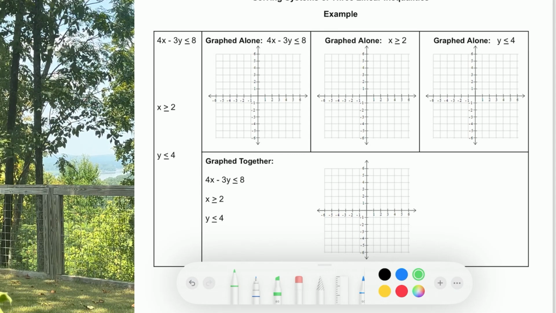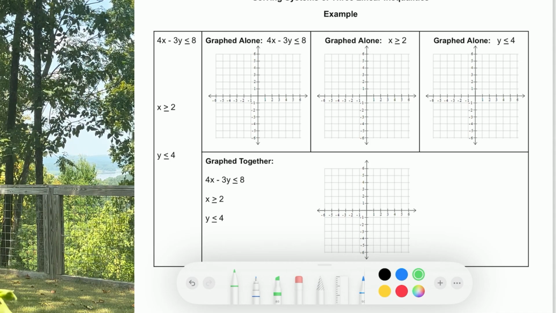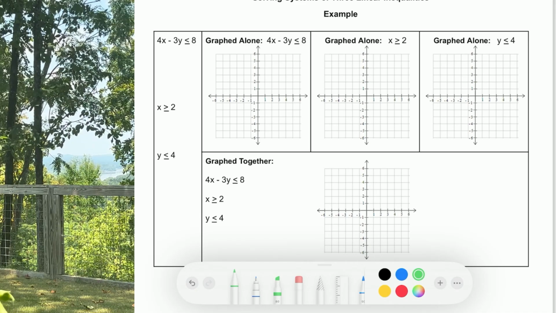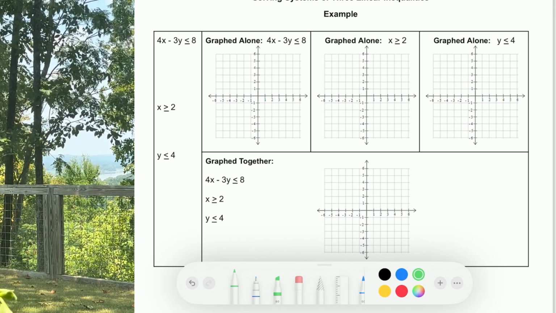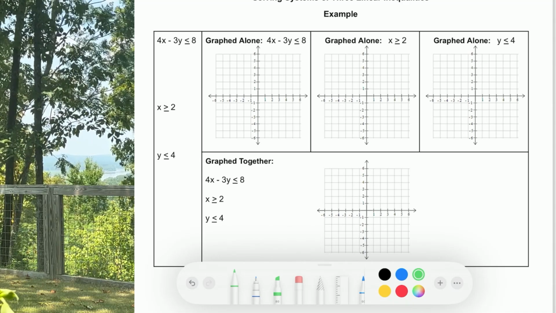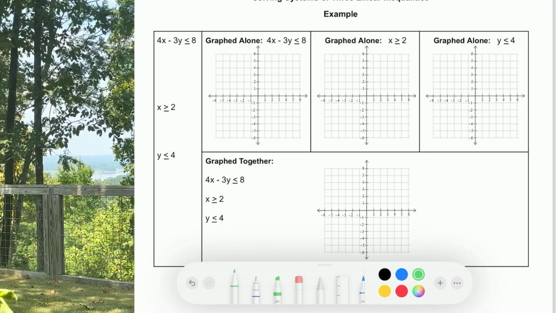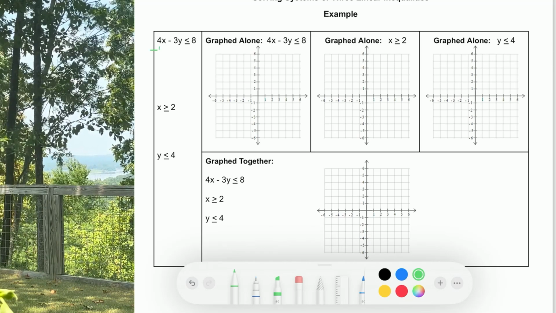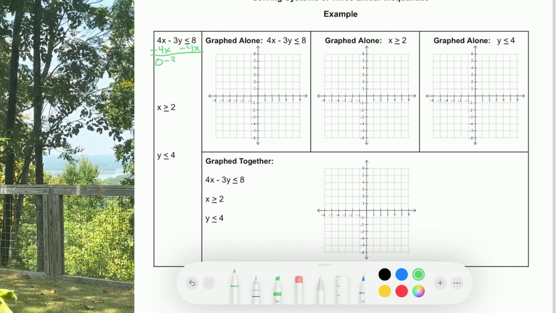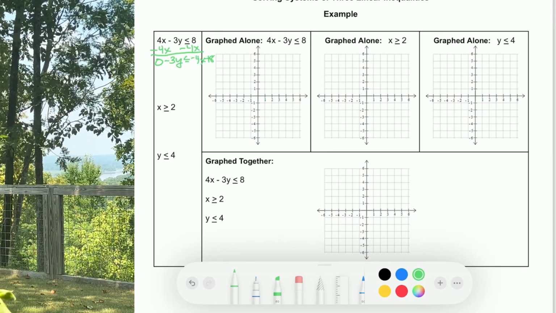All right, last example. You'll notice this one has 3 equations, and it doesn't mean it's any harder. It just means we're going to have 3 lines instead of 2. We're going to have 3 areas of shading instead of 2, and we have to make sure the solution area basically has shading from all 3 lines. So the first thing we're going to do is just start with changing this first equation into the proper form. So minus 4x, minus 4x. We get 0 minus 3y is less than or equal to negative 4x plus 8. I'm going to rewrite that.